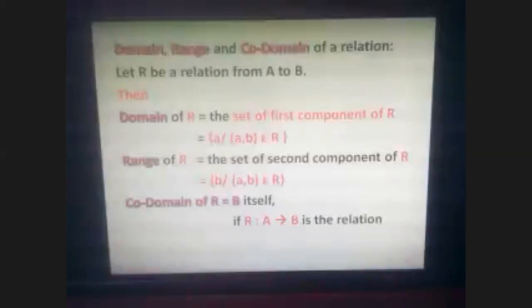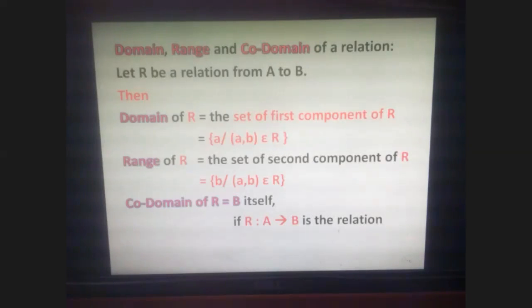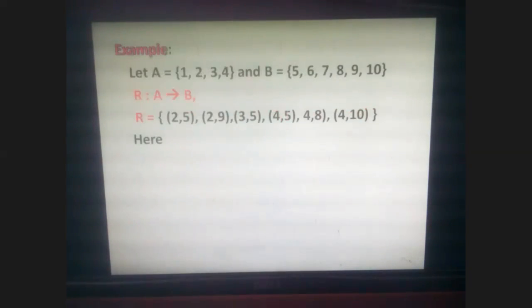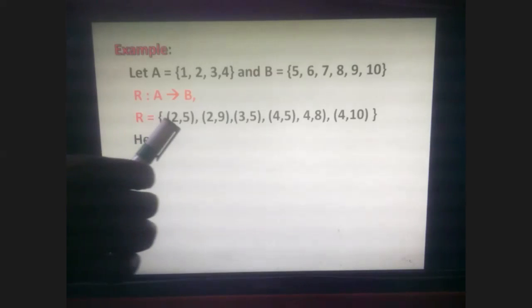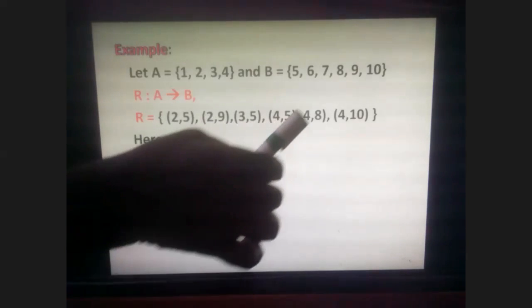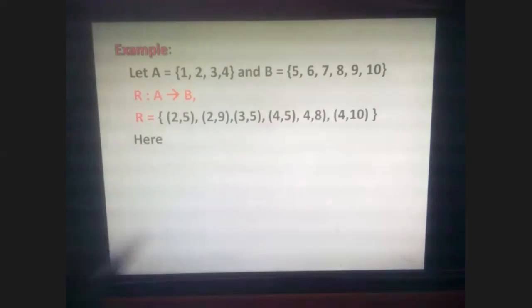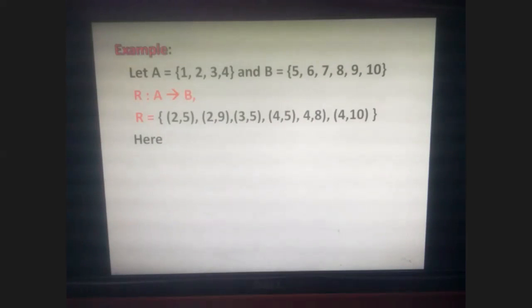The domain is the set of first components, the range is the set of all second components, and for a relation from A to B, B itself is the codomain. For example, suppose A is equal to {1, 2, 3, 4} and B is equal to {5, 6, 7, 8, 9, 10}. I'm giving offhand a relation {(2,5), (2,9), (3,5), (4,5), (4,8), (4,10)}. What will be the domain?